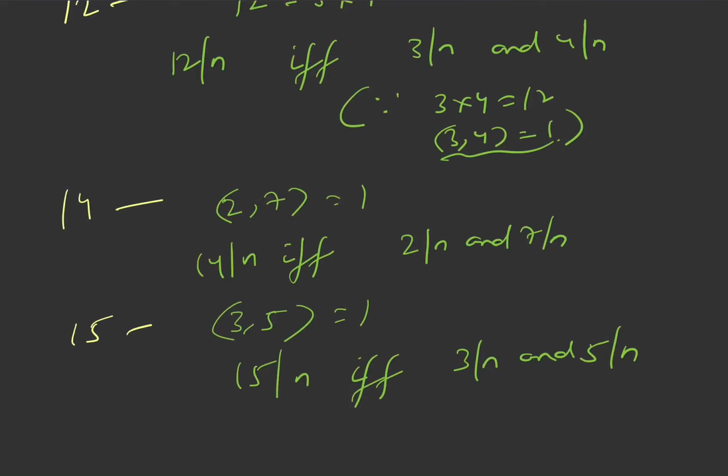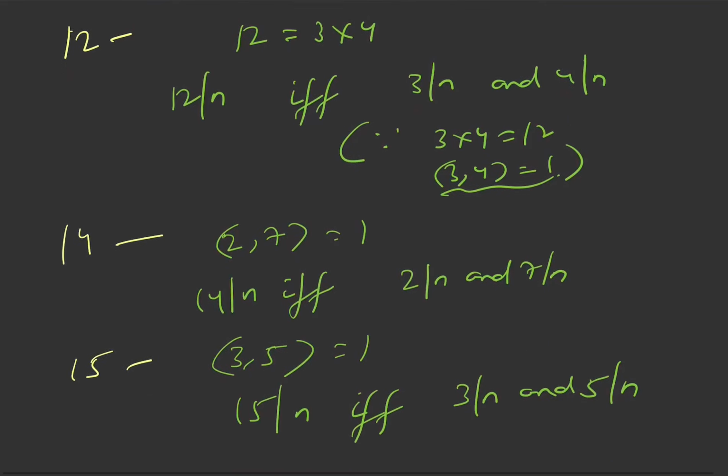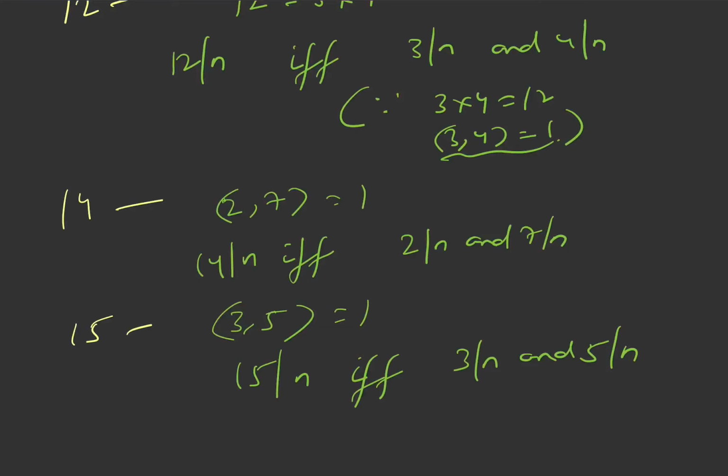But if there are composite numbers, say 14, 15, then you can split these composite numbers into a product of two numbers such that they are co-primes. Such as 12, I split it as 3 into 4. 3 and 4 are co-primes. So I just need to check with 3 and 4. I hope that the divisibility topic is clear to you.